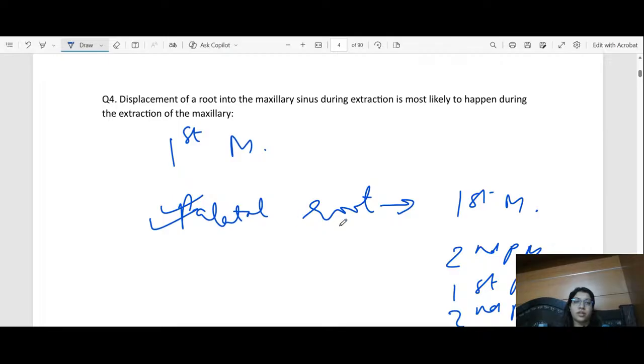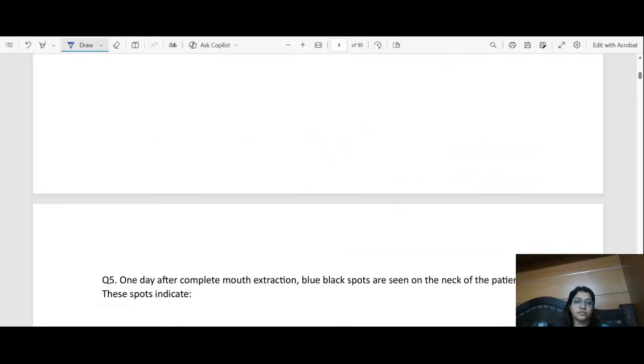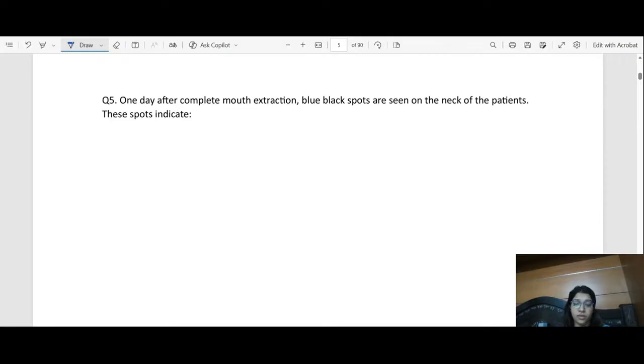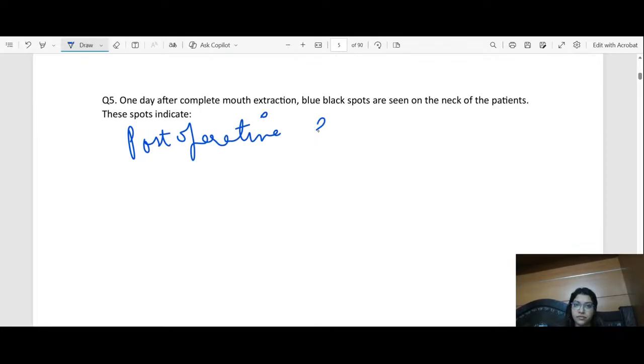Now we come to the next question. One day after complete mouth extraction, blue-black spots are seen on the neck of the patient. These spots indicate option A, thrombocytopenic purpura, option B, postoperative ecchymosis, option C, impaired blood circulation complication, or option D, cellulitis. So here the answer is postoperative ecchymosis.